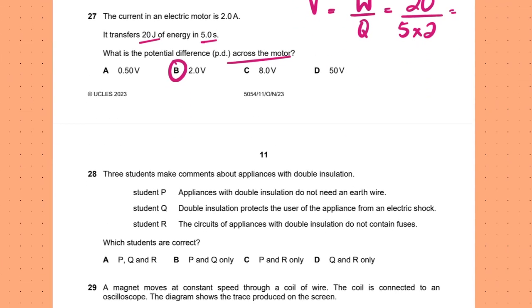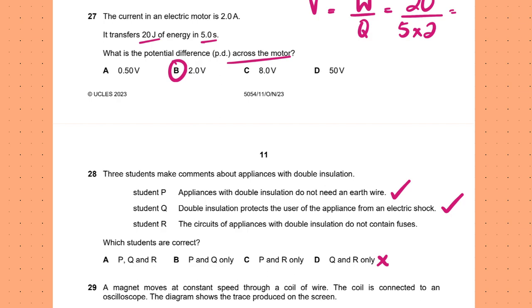28. 3 students make comments about appliances with double insulation. P: Appliances with double insulation do not need an earth wire. Correct. Right? Appliances which do have double insulation do not need an earth wire. So any statement which does not include P is wrong. P has to be correct. So basically D is wrong. Q: Double insulation protects the user of the appliance from an electric shock. True. Right? That's what double insulation is used for.